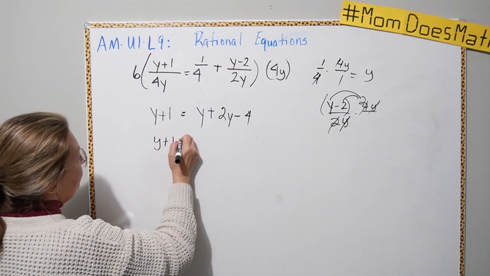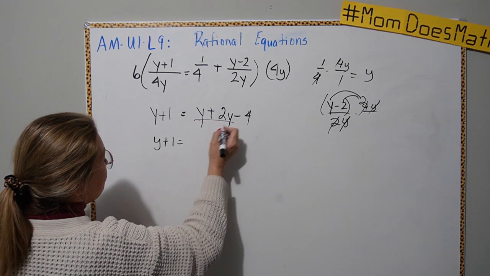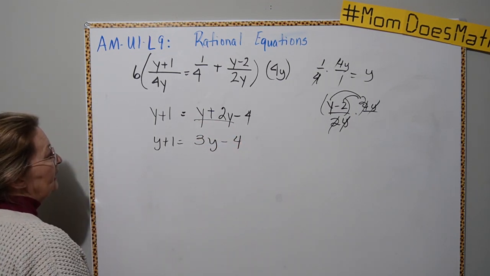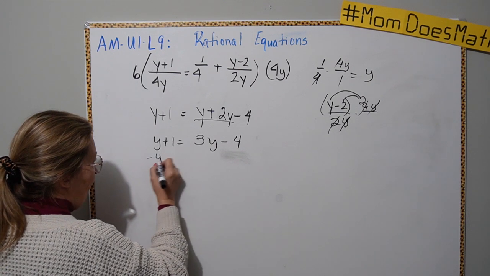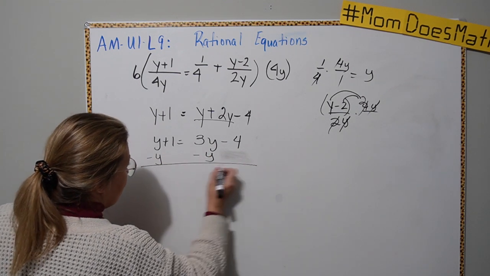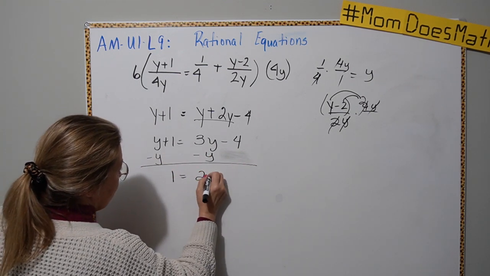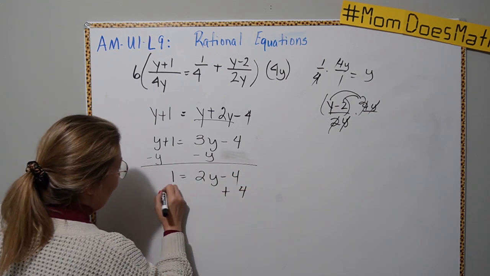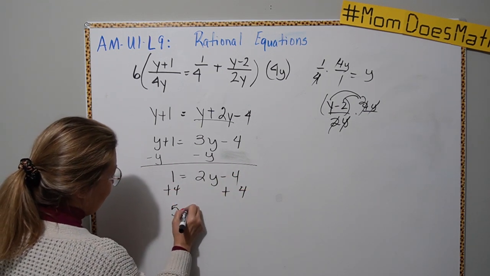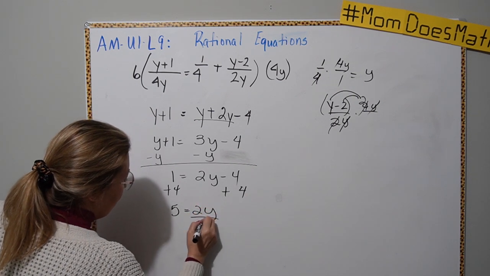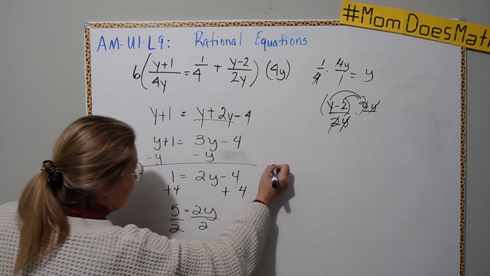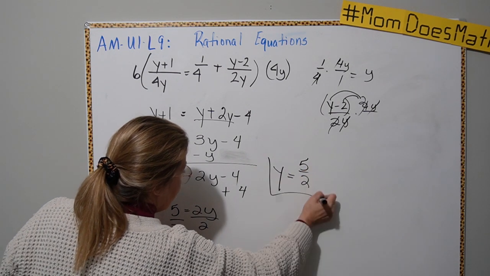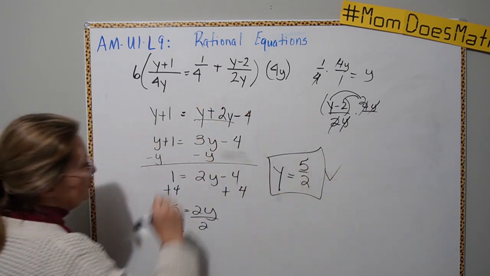Let's simplify that right-hand side. y plus 2y is 3y. And then, now let's subtract y from each side. So I have 1 is equal to 2y minus 4. And then let's add 4 to each side. So 5 is equal to 2y. Divide both sides by 2. And y is equal to 5/2. And it does check.